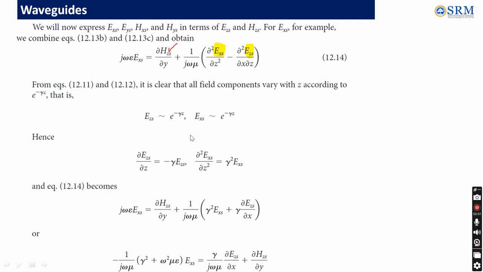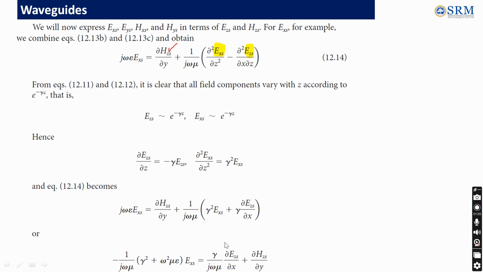If I do the second time differentiation, what I will get? Again, I will get one more minus γ. So minus γ now turns out to be γ². Ex_s will be there. So we are just substituting instead of this double derivative γ² Ex_s, and here already one negative sign is there, here negative, so plus γ into ∂Ez_s by ∂x. One term only we have found, ∂Ez_s by ∂z we have found. So ∂Ez_s divided by ∂x we have to write it.